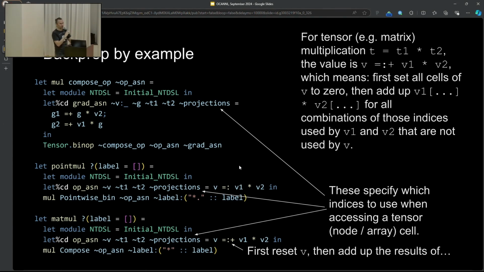So for pointwise multiplication, we will have proper assignments where there is no accumulation going on, and in the matrix or tensor multiplication, we will accumulate those gradients missing on the left-hand side, those axes missing on the left-hand side, but we'll reset the value first to not confuse it with other multiplication assignments.